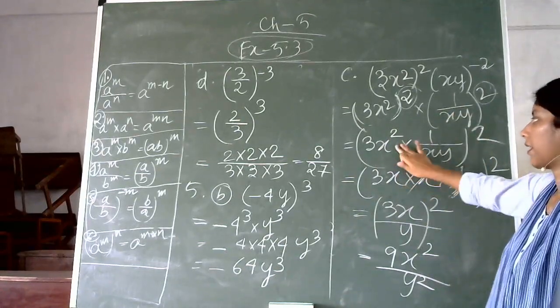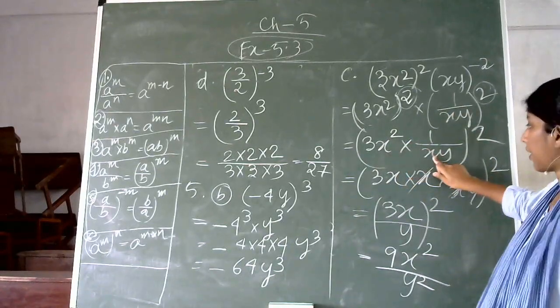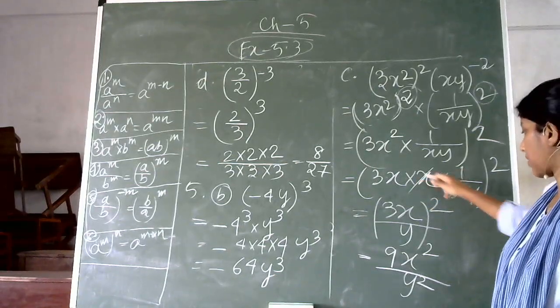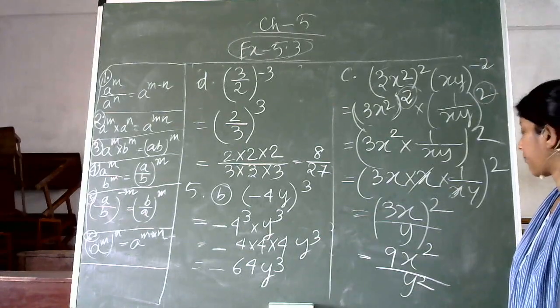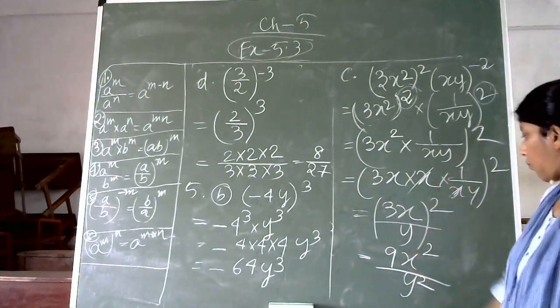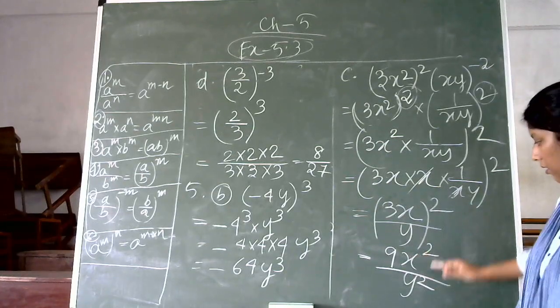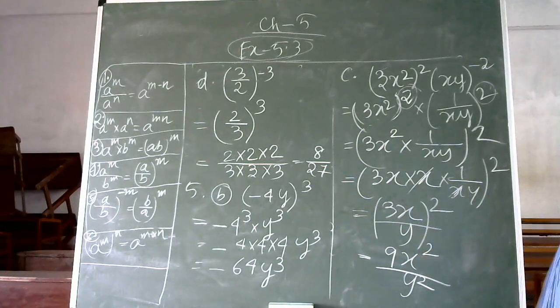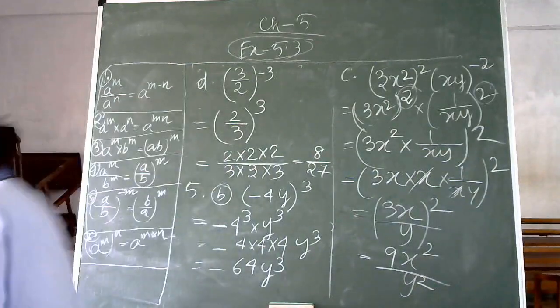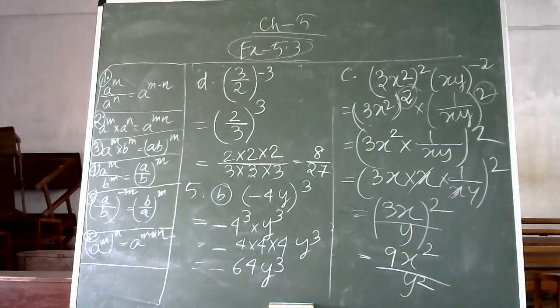Now you see here I have 2x. Here I have 1x. So I can cancel 1, right? So that's what I have done here. I have cancelled 1x with the numerator and denominator. Then you are left with 3x and y over here. So 9x square by y square. Okay. So here is one exercise done.